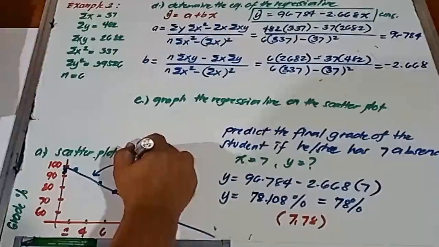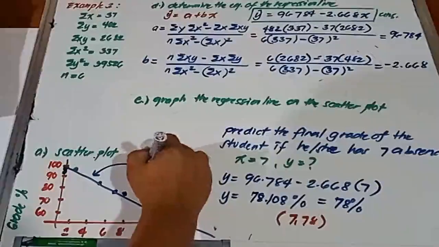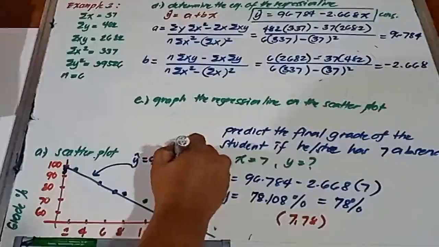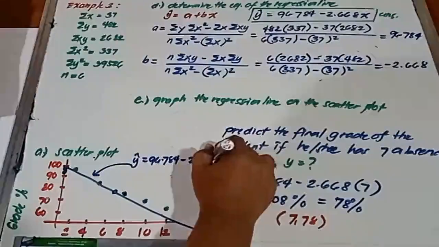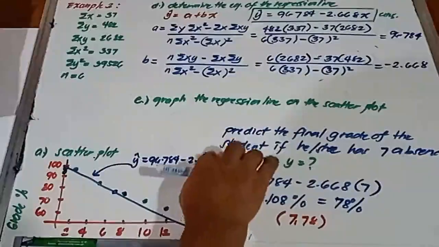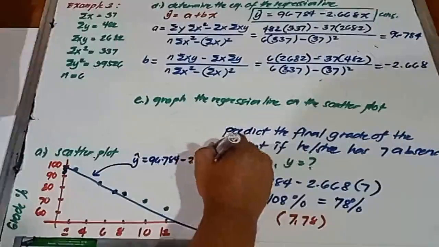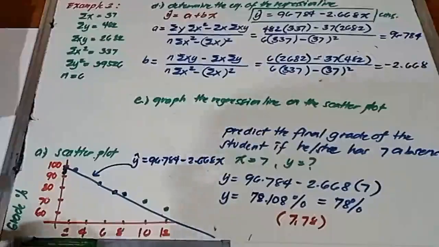Y hat equals 96.784 minus 2.668x. Okay? So that is our answer for example number 3.